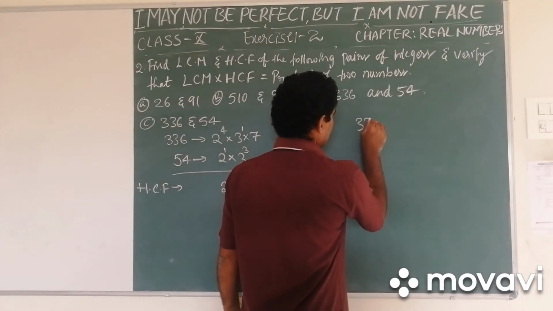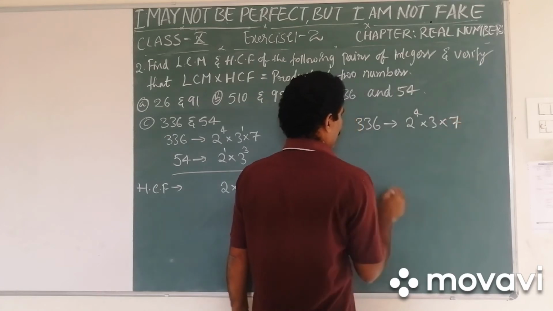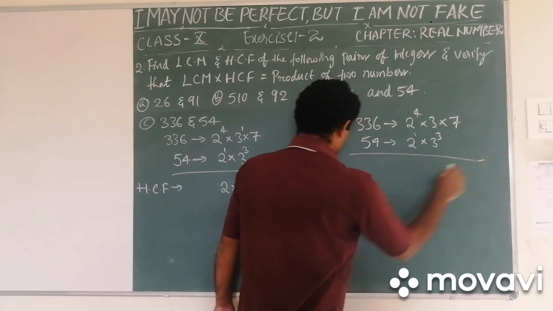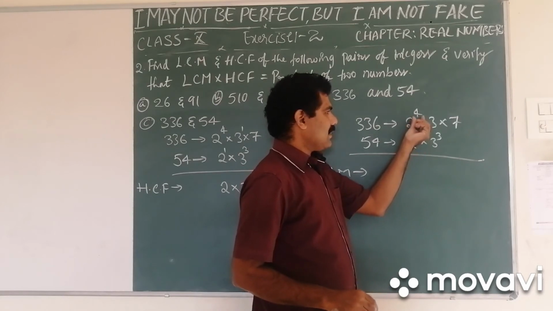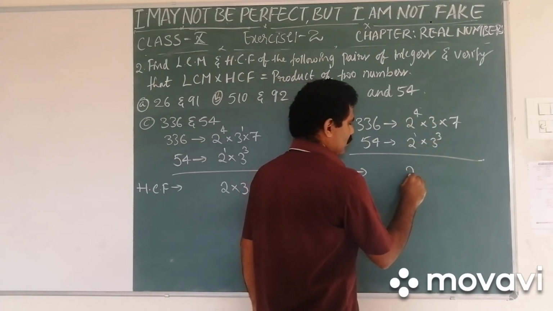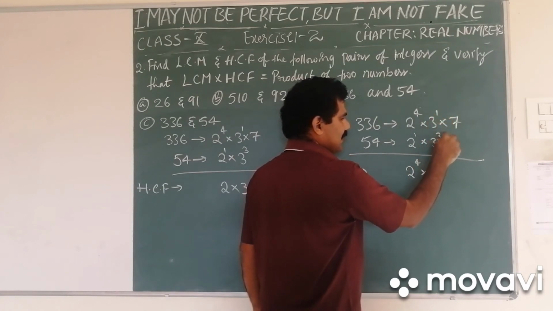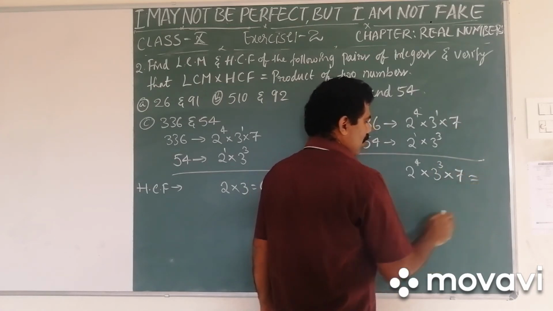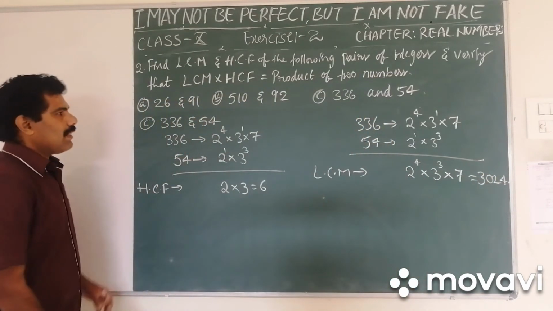So 336 means 2 to the power of 4 into 3 into 7. 54 is nothing but 2 to the power of 1 into 3 to the power of 3. Here for LCM, we have to take common factor with highest power. Okay, here 2 to the power of 1, 2 to the power of 4. 4 is highest. So let me take 2 to the power of 4, and here 3 is common. The power is here 1 and 3. So we need to take 3 with maximum power. So 3 cube into 7. Okay, the product of this is 3024. Now let us check the condition.